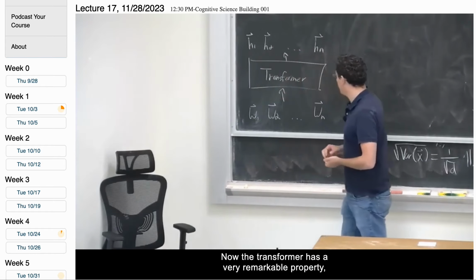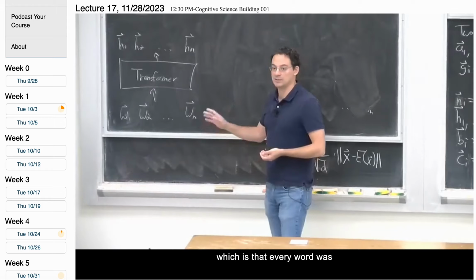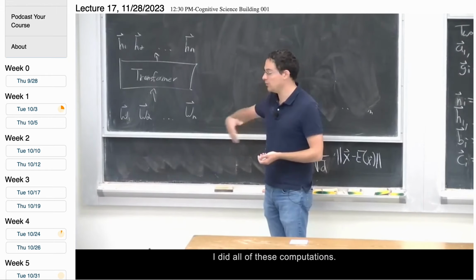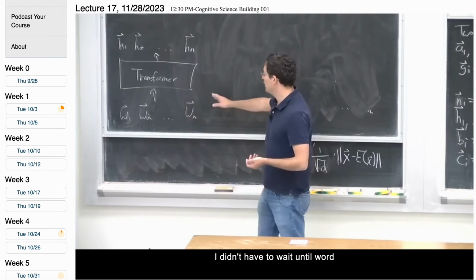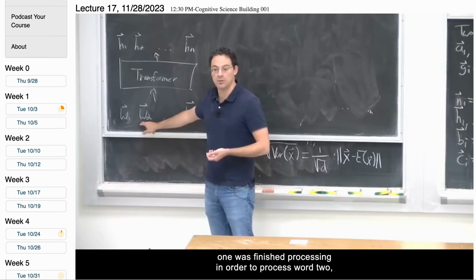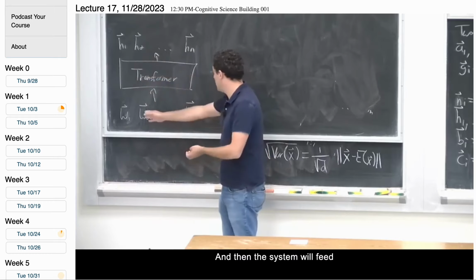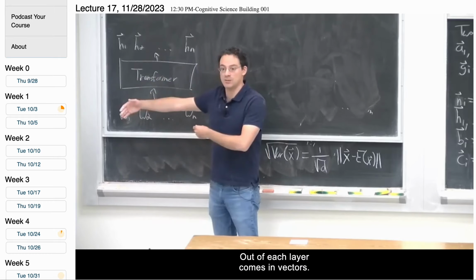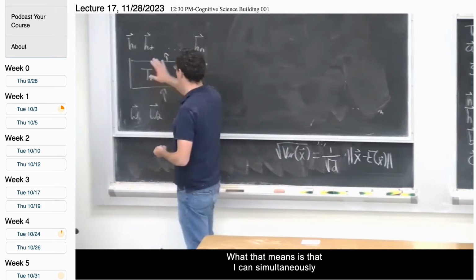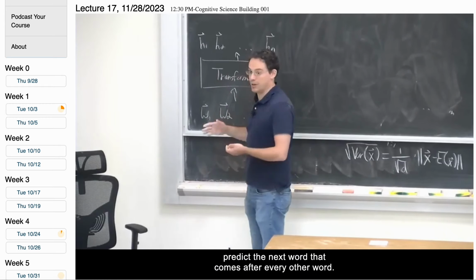Now the transformer has a very remarkable property, which is that every word is processed in parallel. I did all of these computations. I didn't have to wait until word 1 was finished processing in order to process word 2, or until the first 2 words were done to process word 3. I could just throw them all into the system at once, and then the system will output. Into each layer go n vectors. Out of each layer come n vectors. What that means is that I can simultaneously predict the next word that comes after every other word.